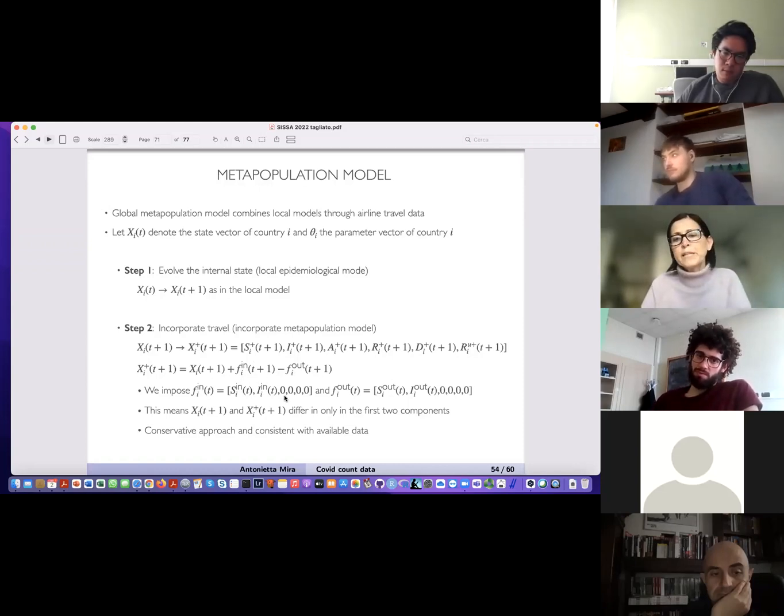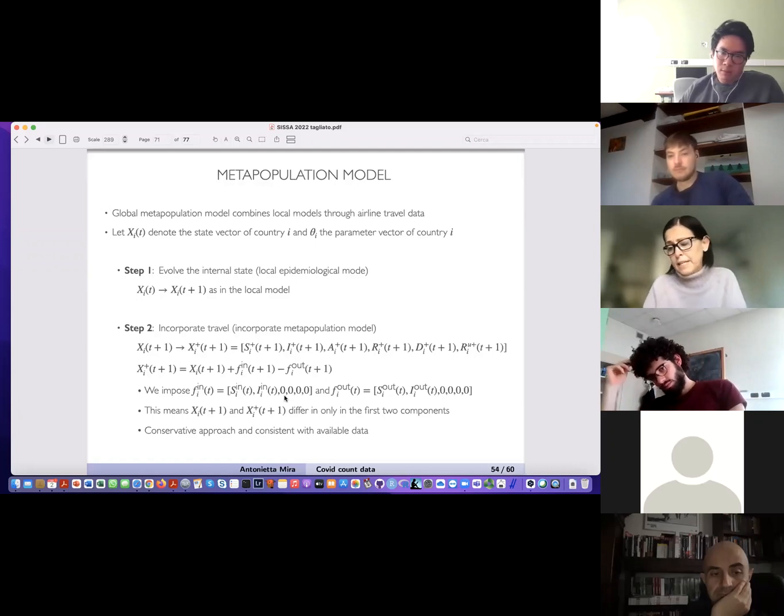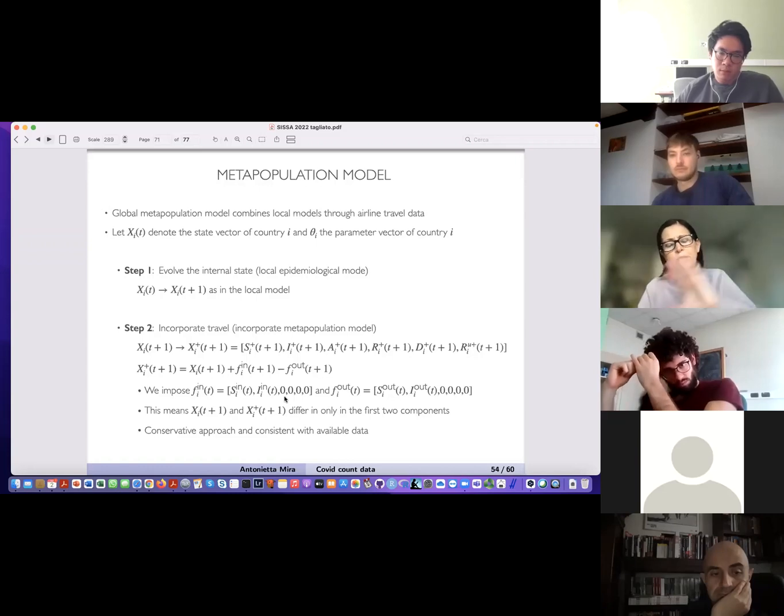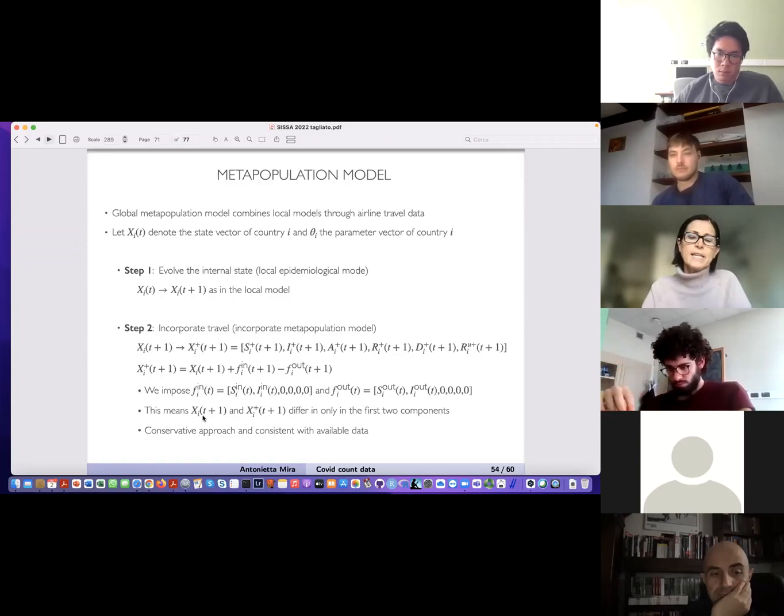So we're assuming that people that are active confirmed do not fly, and in fact they cannot fly, they should stay quarantined. And so the people that fly in and out are going to either increase or decrease the susceptible and the infected of each country. So x plus is equal to x, taking into account the flying in and the flying out.